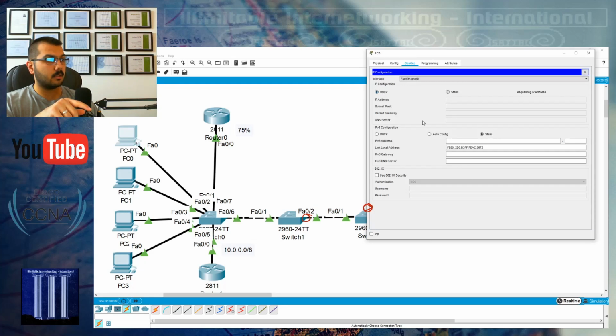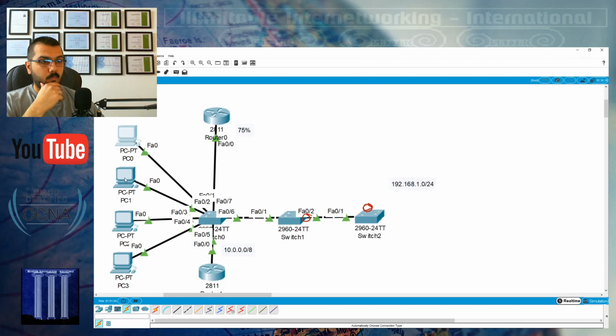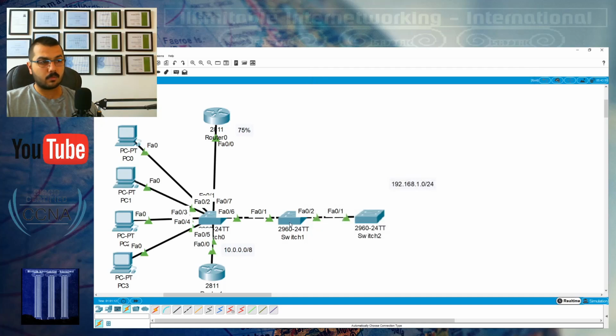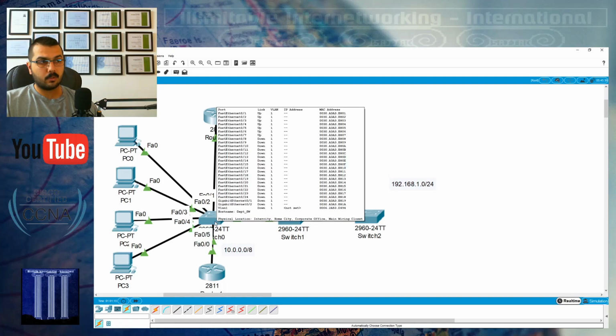DHCP, and yes, it seems that it will receive the DHCP because it did not send me any failing message here. No, it did not. We are still unable to receive any DHCP messages. Yes, request failed. So it's not about these switches, it's about this one. What do I have missing?